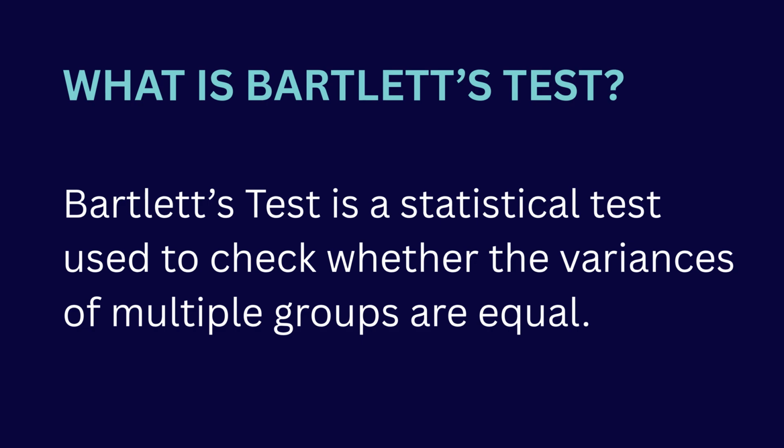Bartlett's test is a statistical test used to check whether the variances of multiple groups are equal. In simpler terms, it tells us whether different groups spread out their data in a similar way. And this is important because many statistical methods, especially ANOVA, assume that group variances are equal.